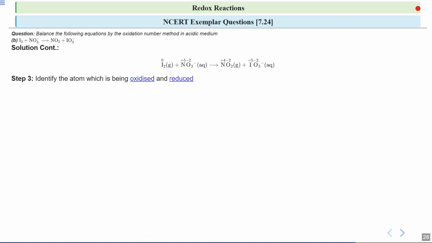What is the next step? Here, you will identify which is getting oxidized and which is getting reduced. If you see the given equation, iodine is getting oxidized and nitrogen is getting reduced, because iodine shows an increase in oxidation number from 0 to +5, whereas nitrogen shows a decrease in oxidation number from +5 to +4.